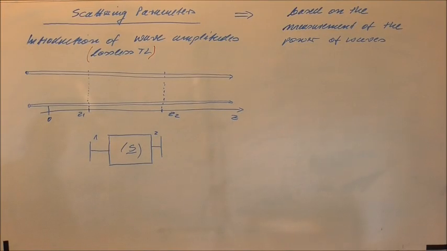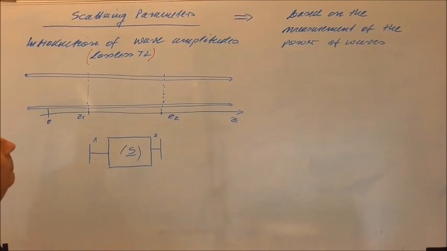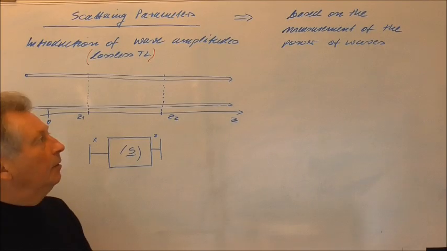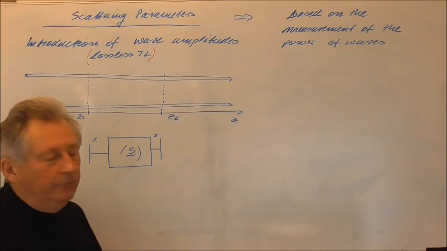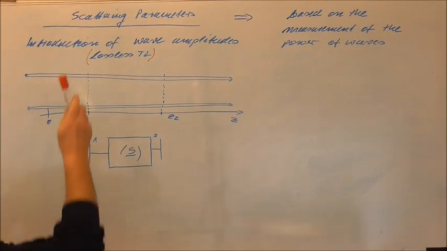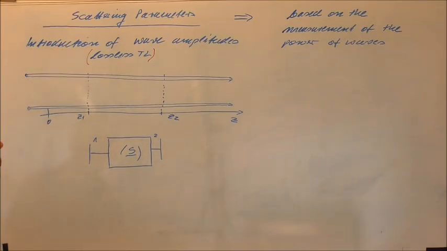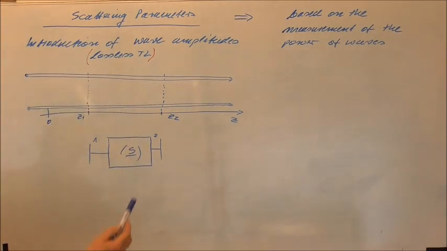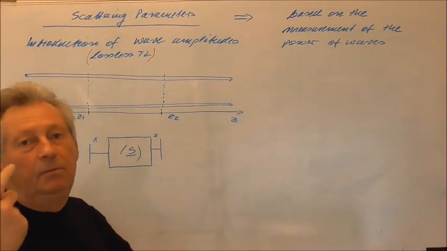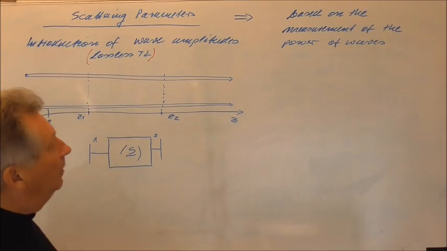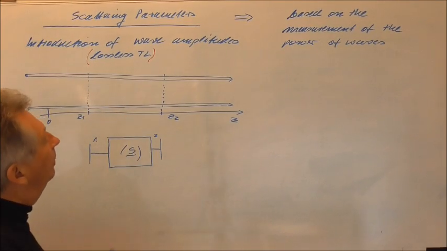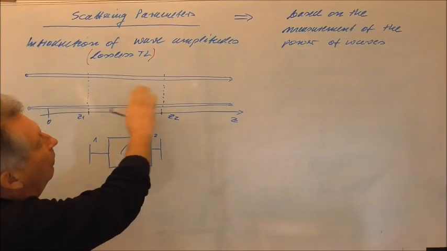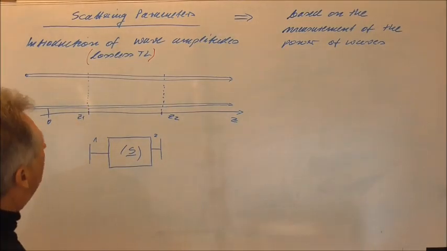Now I want to introduce the scattering parameters, which are based on the measurement of the power of waves. Before we can introduce the scattering parameters, we have to introduce the so-called wave amplitudes, which are unknown up to now. As an example, I take an infinite transmission line, and as we know, on an infinite transmission line there are always two waves able to propagate, one forward traveling wave and one reverse traveling wave.